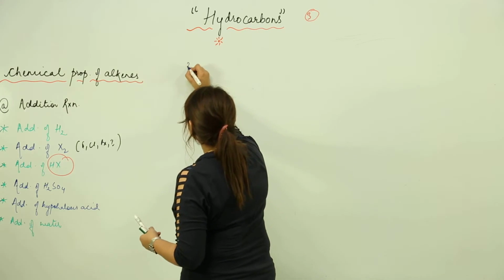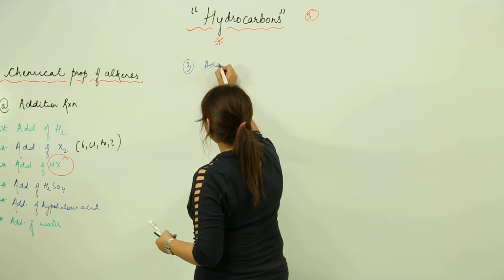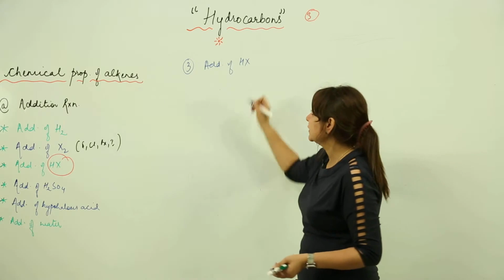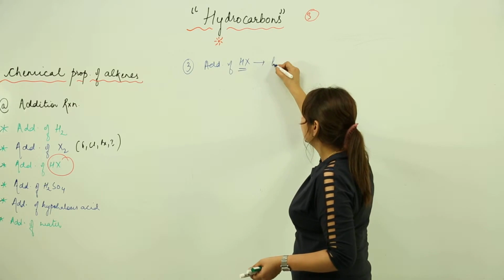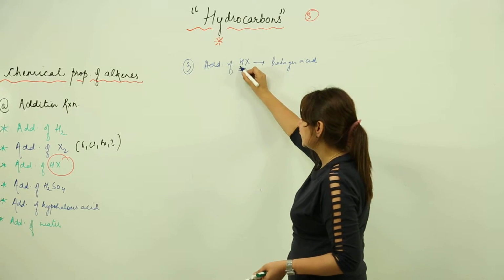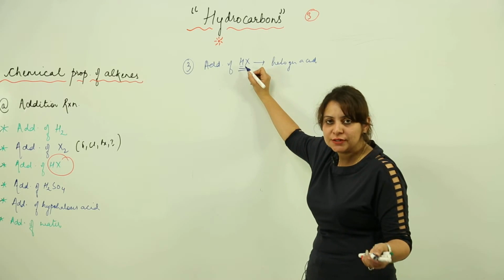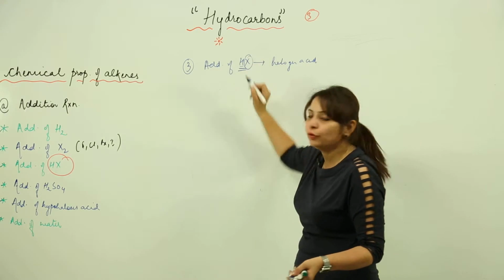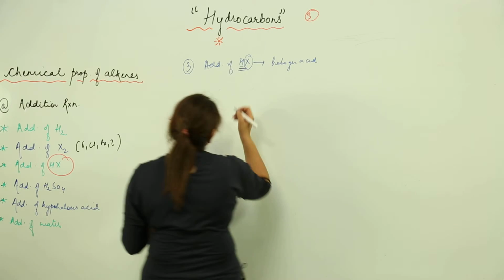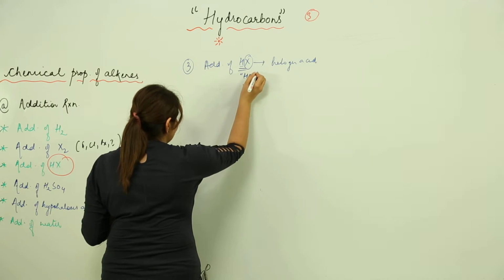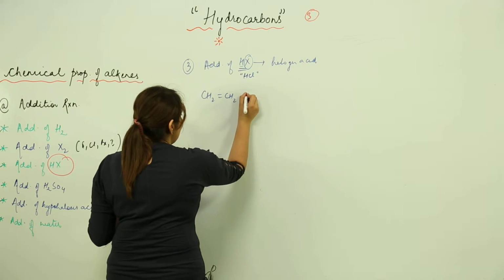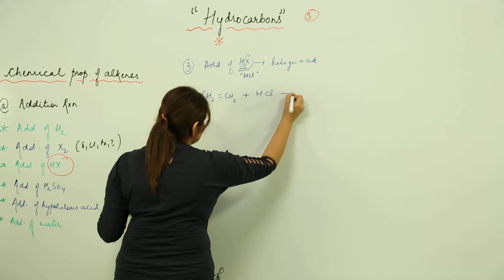So third is addition of HX. What is HX? HX is a halogen acid. This is an acid, obviously, as any substance which possesses H is an acid, and X refers to fluorine, chlorine, bromine, iodine, that means it is a halogen acid. So let's take an example, HX as HCl. This is my ethene, and I am going to add HCl to it.